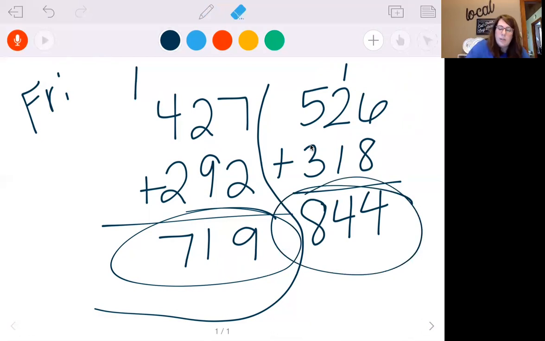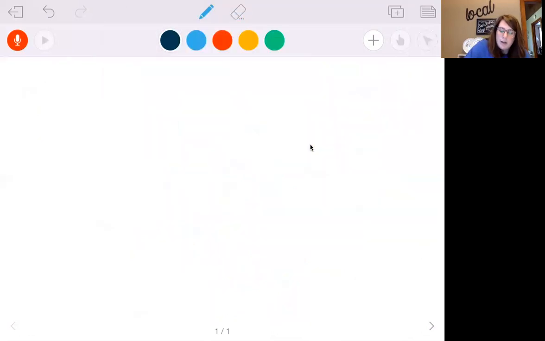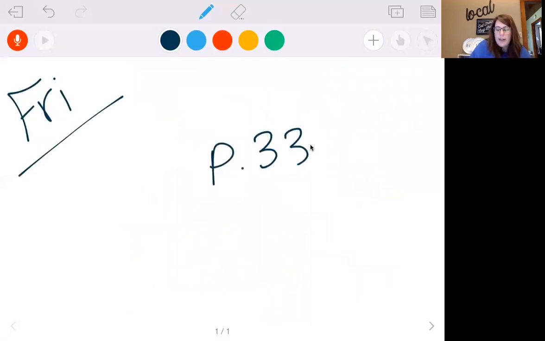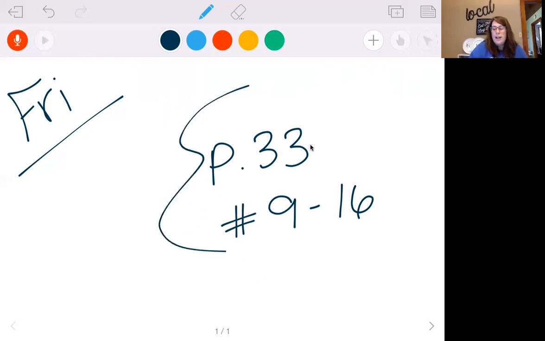Okay, so let's look at what you're going to do today. There will be no homework because it's Friday, but you do have classwork. You're going to do page 33 in your hardback book, numbers 9 through 16. Okay? There's no estimating here. I just want you to add. No homework, like I just said. So once you get these done, you'll be done.